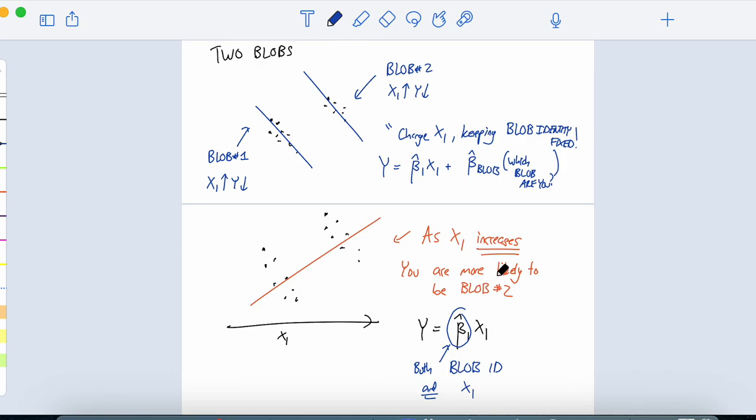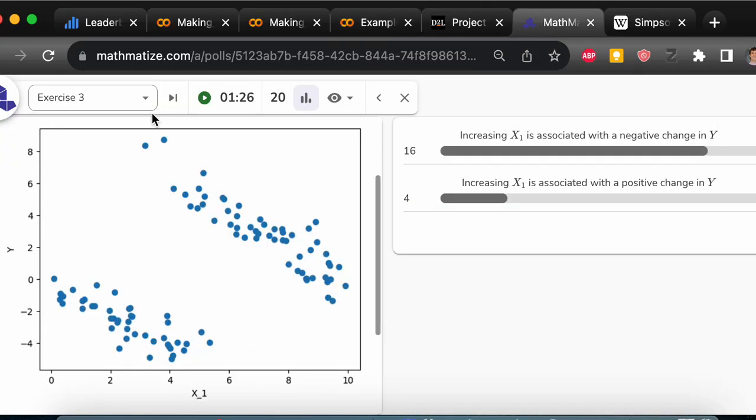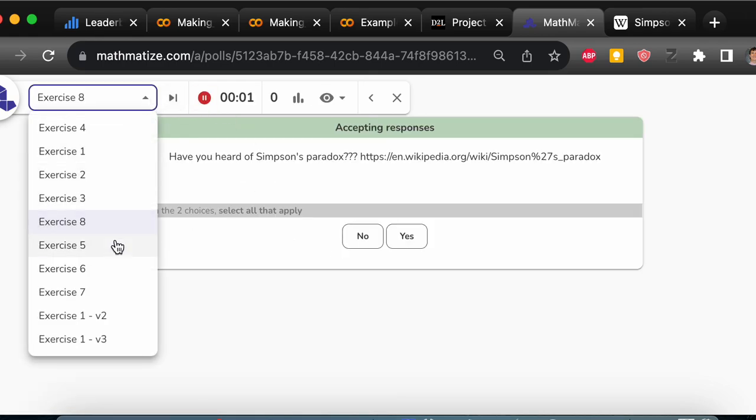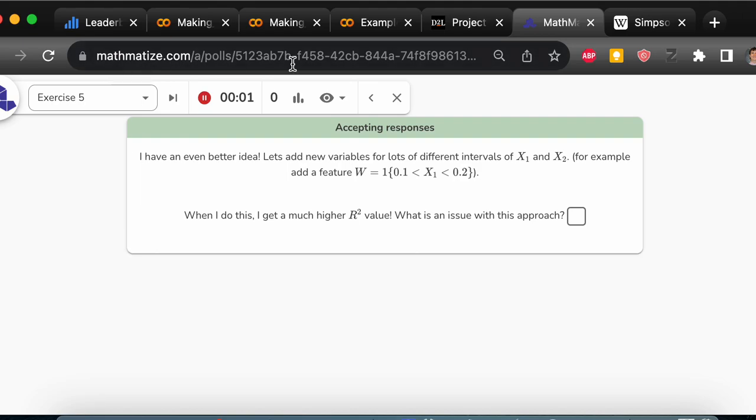Okay, so we have these two blobs that we were working on. The next part, what is the next question? Yeah, have you heard of Simpson's paradox? Well, now you have. Okay, great. I see where we're going.